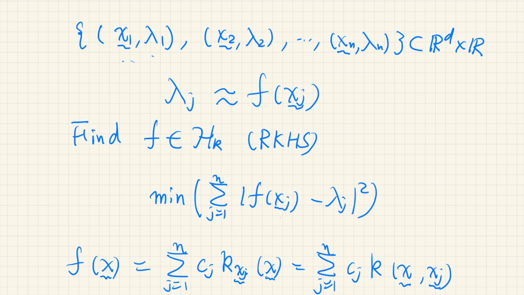That is, the function f can be chosen from a reproducing kernel Hilbert space. So we fix some kernel function and derive this space. And by minimizing this error function, we can find that the function f can be represented as a linear combination of the reproducing kernels, which is also expressed as this.